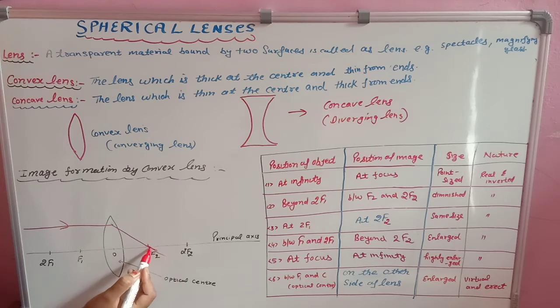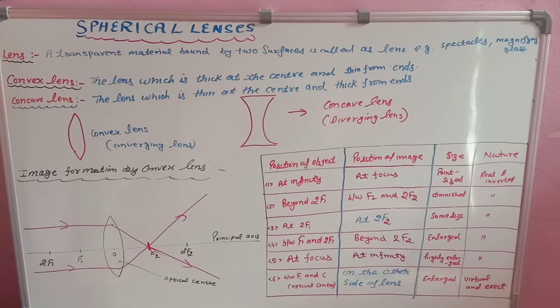So like this, straight lines you have to draw. Okay, second I will take from downside. It will also pass through focus. So you can see they both are cutting each other at F2. So image formation is at focus. Image formation is at focus, and this focus is your F2.